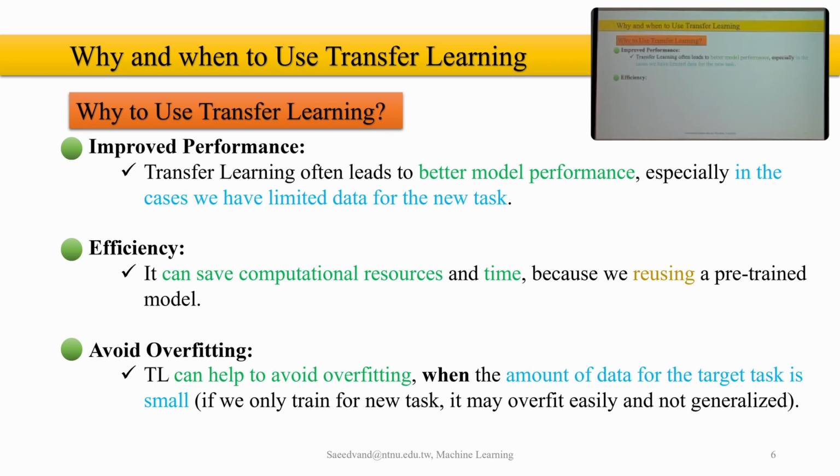Second one, efficiency. We can save computational resources and time by using the existing model, which should be very clear as I explained. Besides, we can mention that we can avoid overfitting. How can we avoid overfitting? Think a little bit about it yourself. This transfer learning and transferring the knowledge.